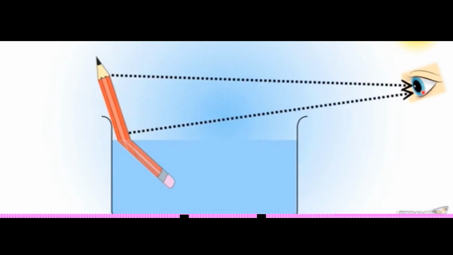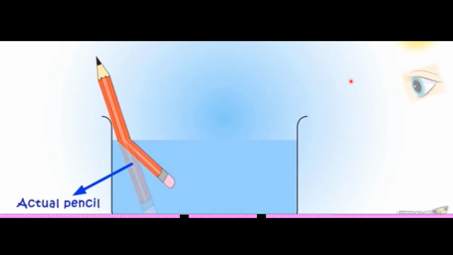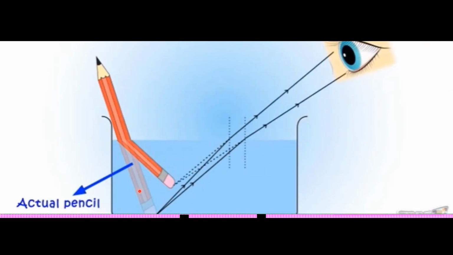So the light enters the eye without any refraction. But when you consider this part of the pencil which is found within water, there the light beams come from the source of light and hit the pencil and get reflected, and this reflected light beam is subjected to the process of refraction at the surface where the two media get separated.